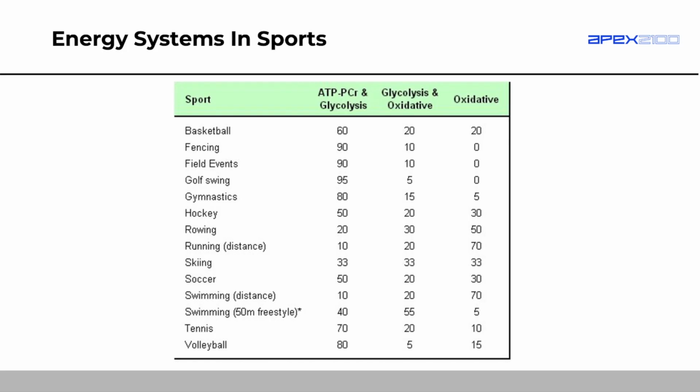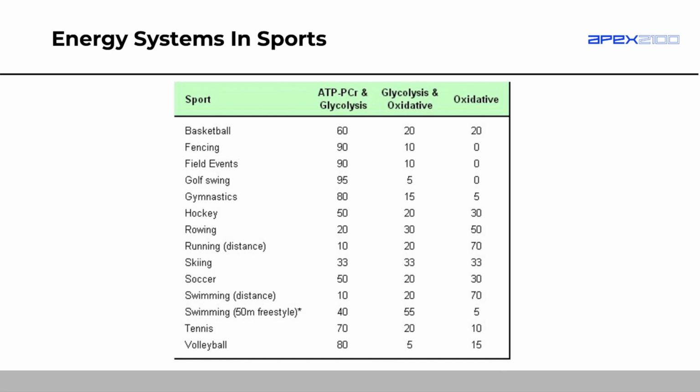Okay, so let's firstly look at the golf swing, for example. So 95% contribution from the phosphagen and glycolytic systems, 5% glycolytic and oxidative, and 0% oxidative. If we think about the golf swing, it's a very intense but super short duration activity. So when you think about different sports, always think about intensity and duration. Those are the two variables that are going to affect the energy system that's being utilized.